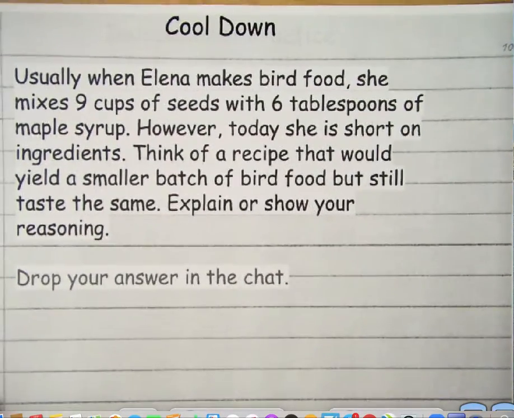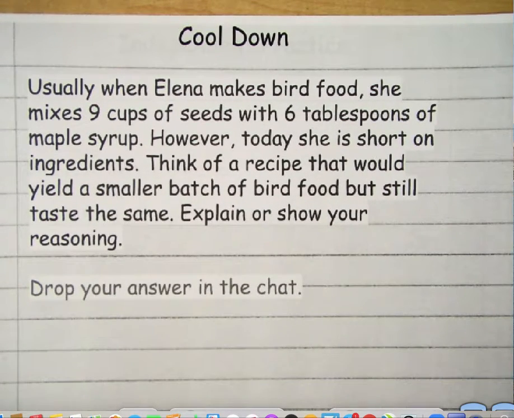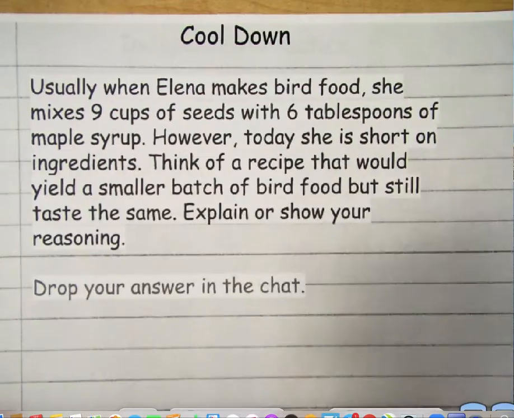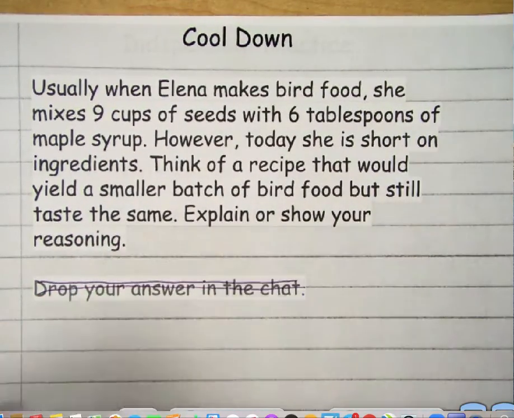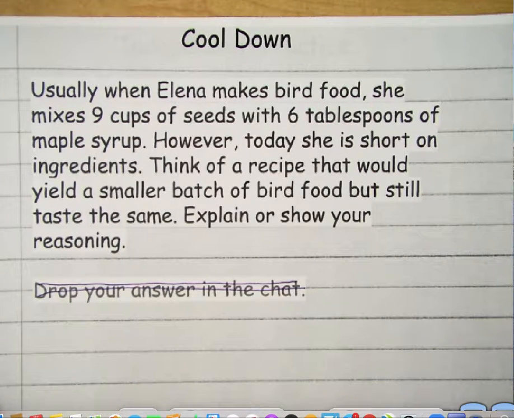All right, so here's your task. Usually when Alina makes bird food, she mixes 9 cups of seed with 6 tablespoons of maple syrup. However, today she is short on ingredients. Think of a recipe that will yield a smaller batch of bird food but still taste the same. Explain or show your reasoning.